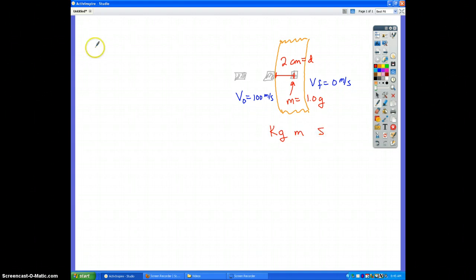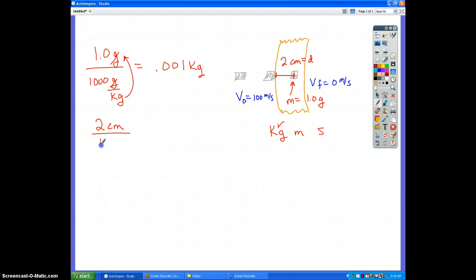So the first thing we need to do is take that 1.0 gram pellet and convert it into kilograms. We know that 1 gram, we've got 1,000 grams in every kilogram, the grams will cross off. We can move the kilograms up to the top. So that would be equal to 0.001 kilograms. So far we've got our kilograms correct. The next problem we have is our distance is 2 centimeters. We need to convert that to meters. There's 100 centimeters in every meter. So we cross off the centimeters, and that will give us 0.02 meters because the meters will then move up to the top when you do your division.